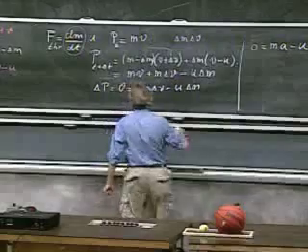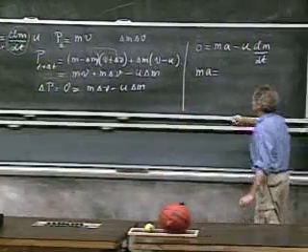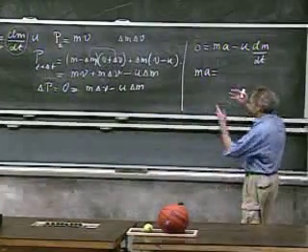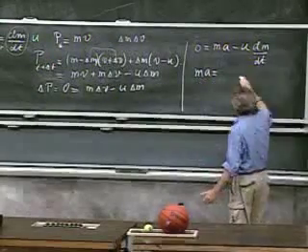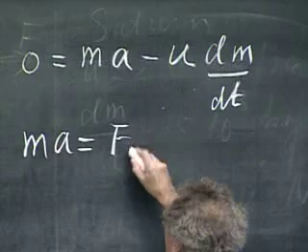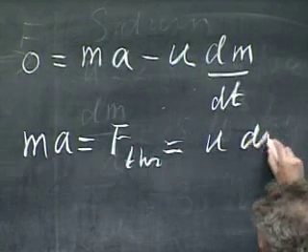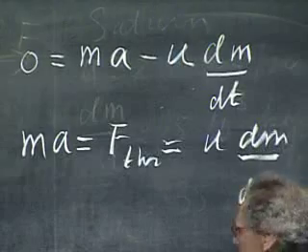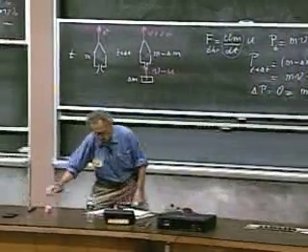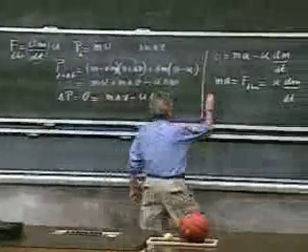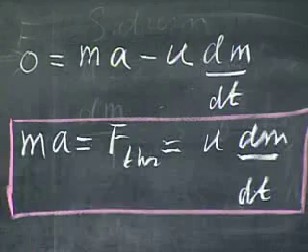on the rocket. So what you see here is something that is very easy to digest, that ma, which is the acceleration of the rocket times the mass of the rocket at time t, equals the thrust of the rocket, and that equals u dm/dt. Some people call this the rocket equation. Now this is true if there is no external force on the system.